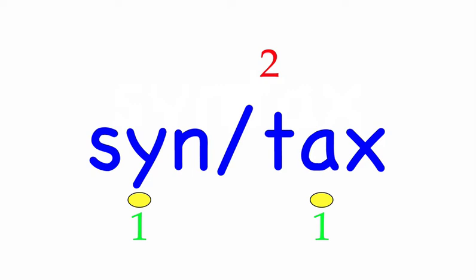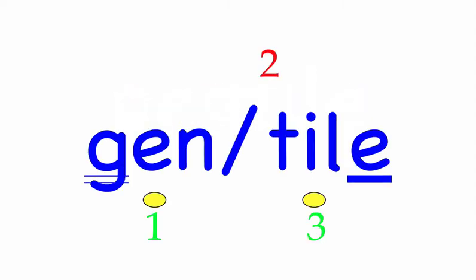The next word is Gentile. In Jewish culture, the word Gentile refers to those people who are not Jews. Gentile, 2 syllables. First syllable gen, 3 sounds: J, e, n. Tile, 3 sounds: T, I, ul. Gentile. Mark the word.